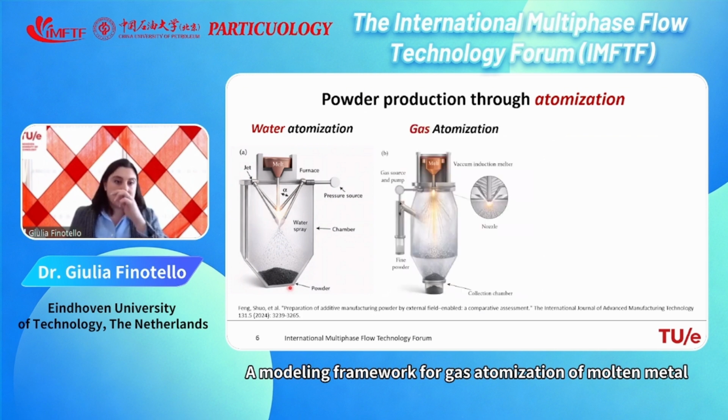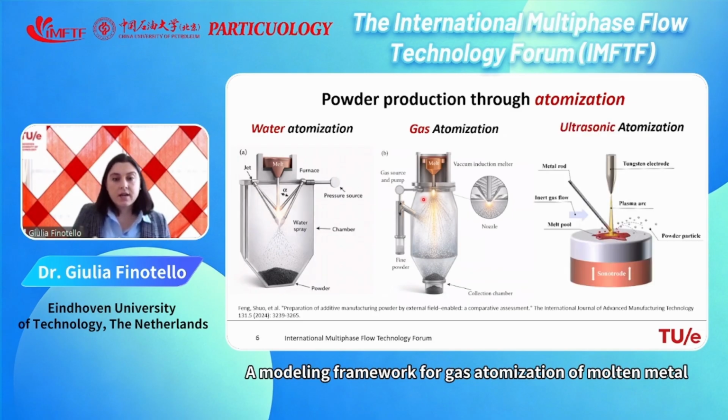Gas atomization is a very similar process. You see, it's also a spray chamber. At the top, you are melting your metal, but instead of using a water jet to break the melt stream, we are using gas at high speed and often also at high temperature. This gas needs to be inert to avoid oxidation of the molten metal, and therefore often argon or nitrogen is used.